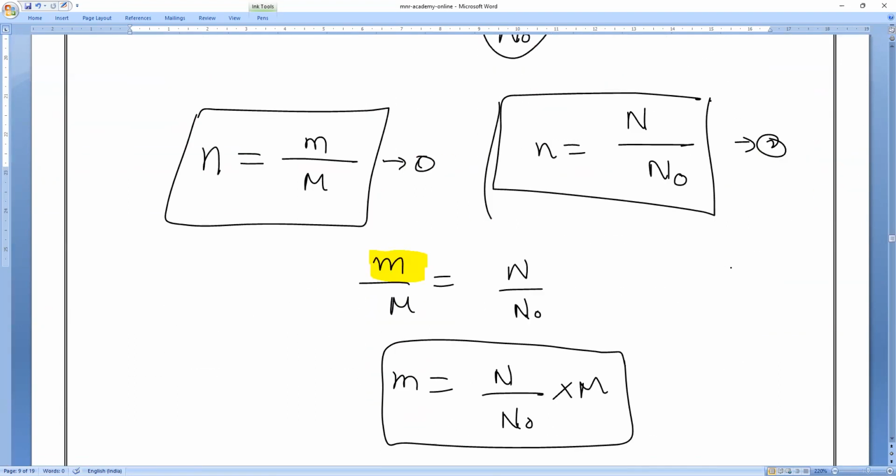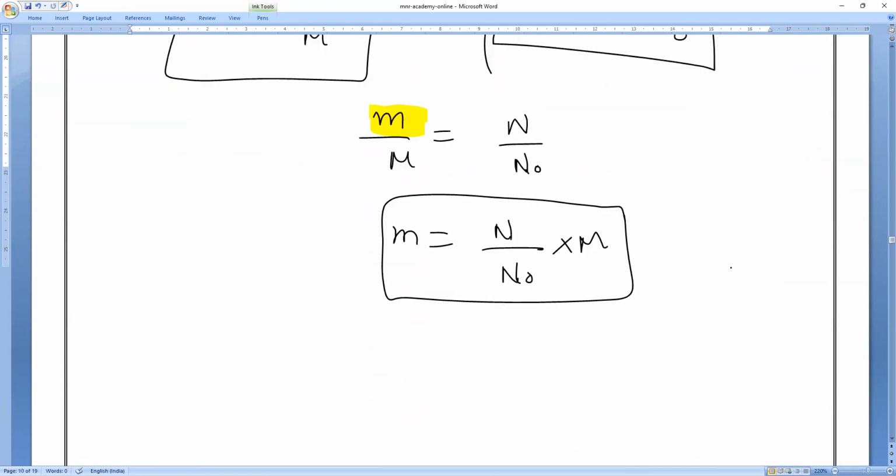Any doubt, anybody can ask me. I hope you all are understanding. I will give you the examples also. No need to worry, I am just saying this is what you have to remember. And always keep in mind n naught, the Avogadro number. What is the Avogadro number? 6.022 into 10 power 23.